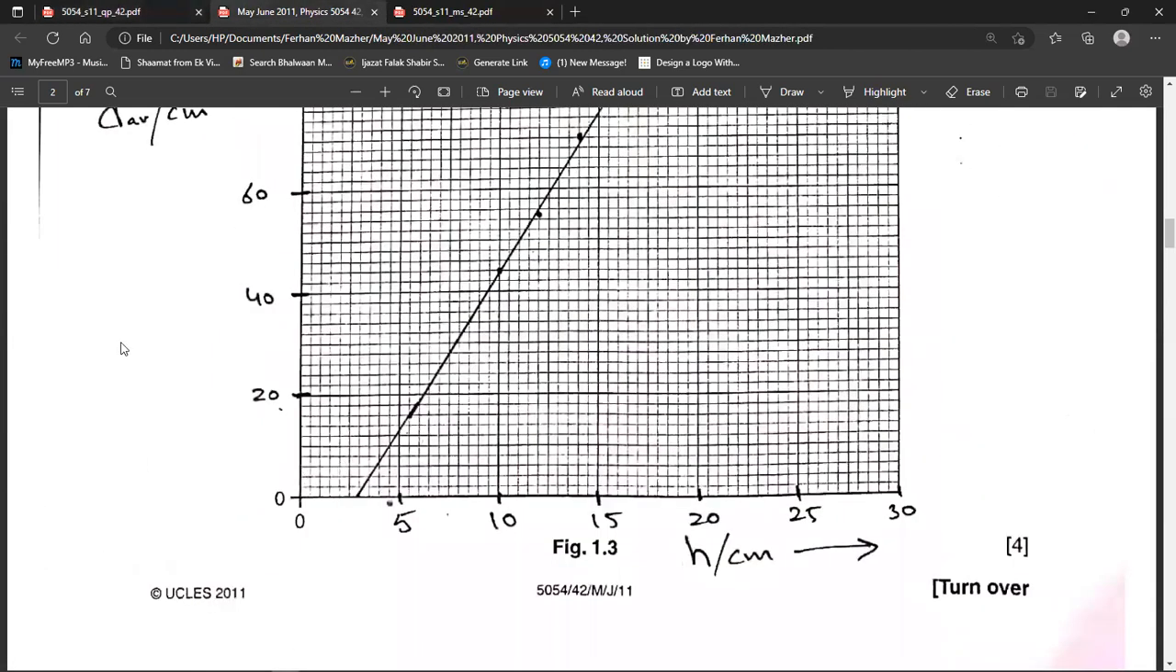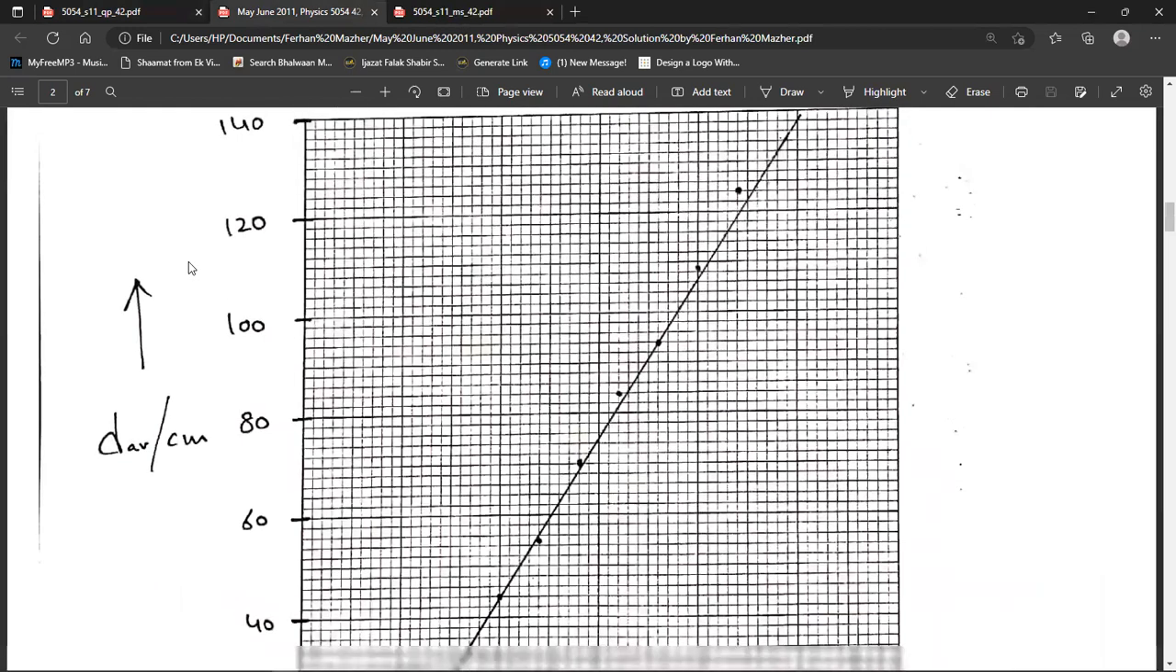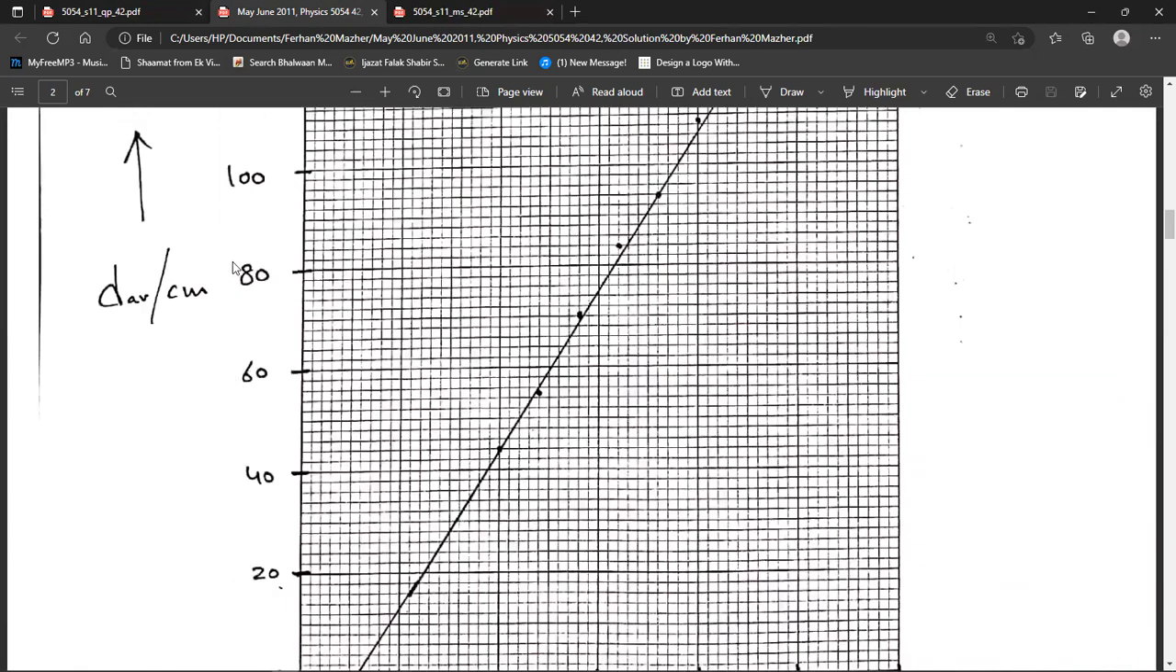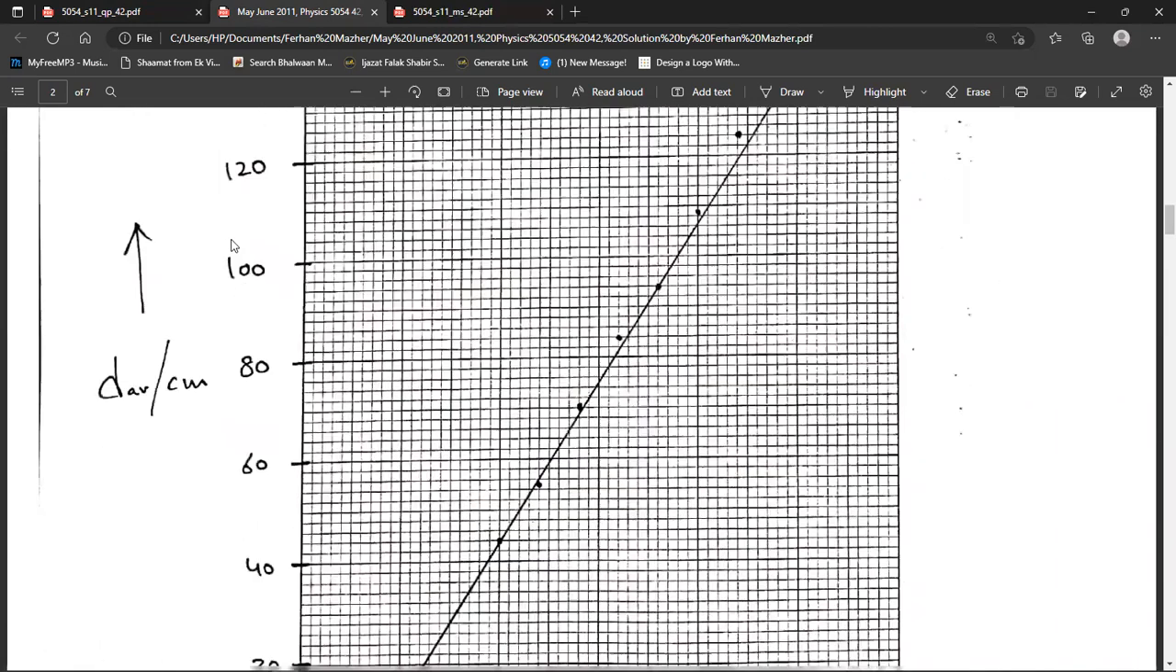So here is the solution. I have shown the H in centimeters on the x-axis. This is called the labeling. There's 5, 10, 15, 20, 25, 30. On the y-axis, I have represented the D average, which is in centimeters. So 2 centimeters represents 20: 20, 40, 60, 80, 100, 120, 140.